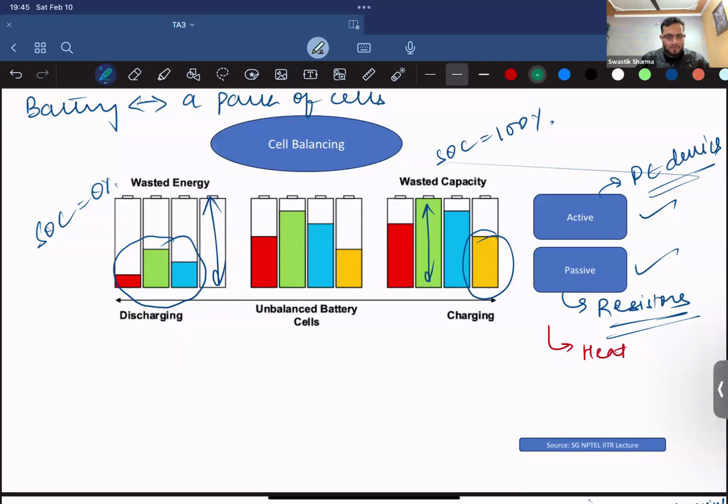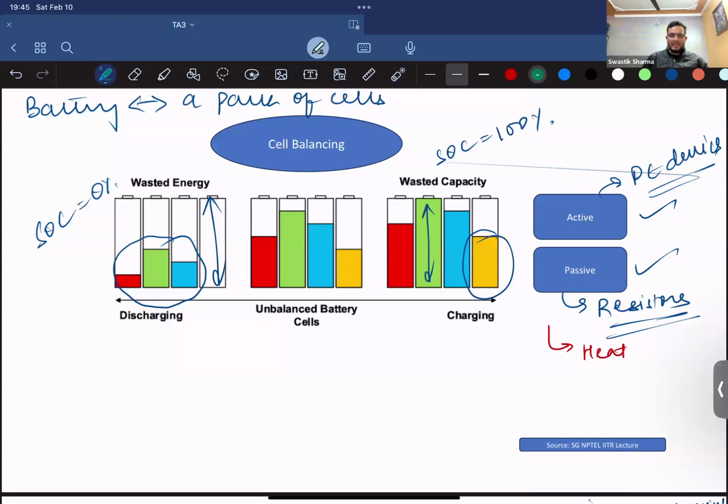So did I explain your doubt? I think I deviated. So this was your exact question, right? What are active balancing methods? Okay, so what are the key active cell balancing methods?